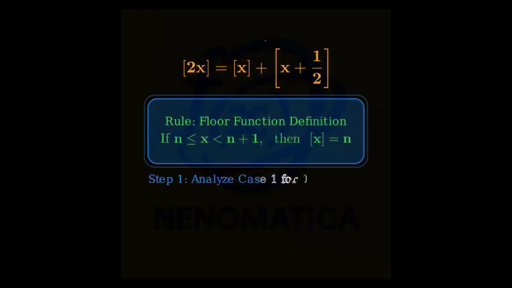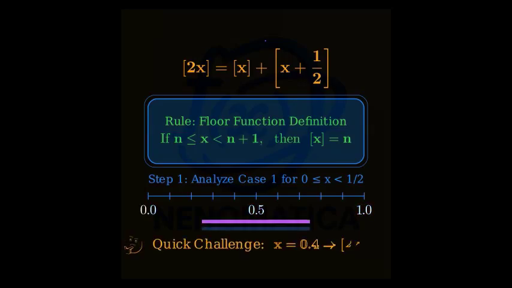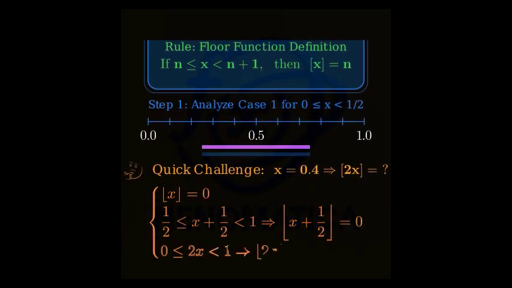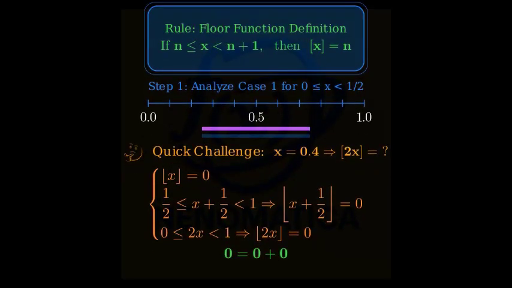Step 1. Analyze case 1 for 0 less than or equal to x strictly less than 1/2. On a number line from 0 to 1, we color the left half. Here is a quick challenge. If x equals 0.4, what is the floor of 2x? For this interval, we have the floor of x equals 0.